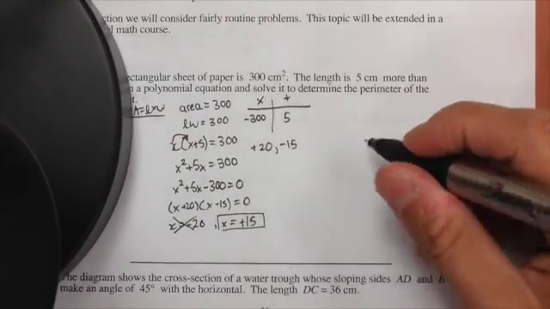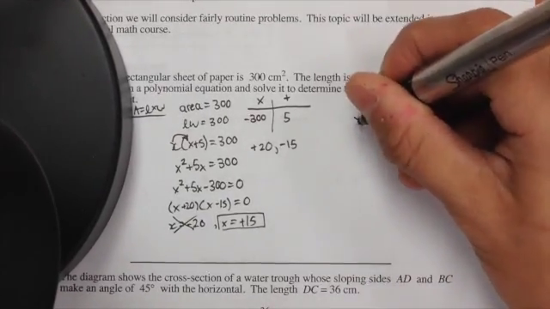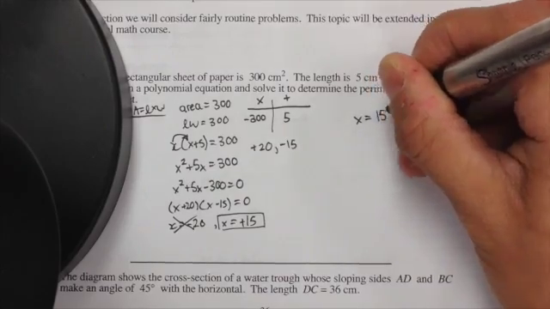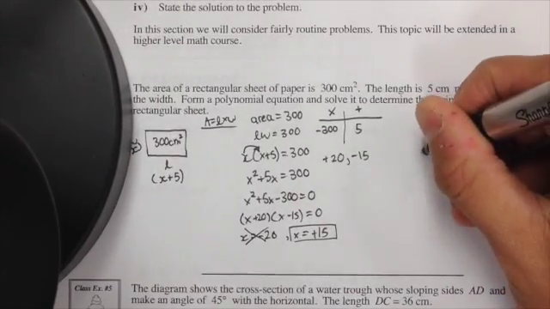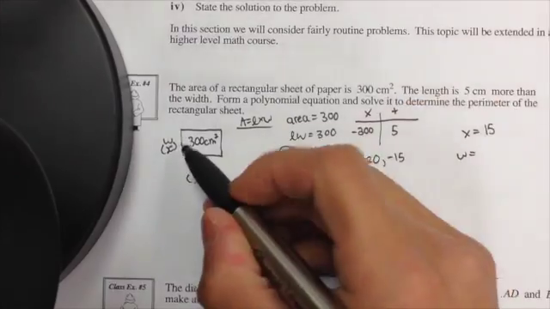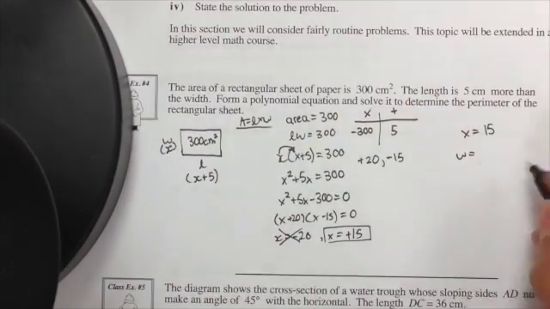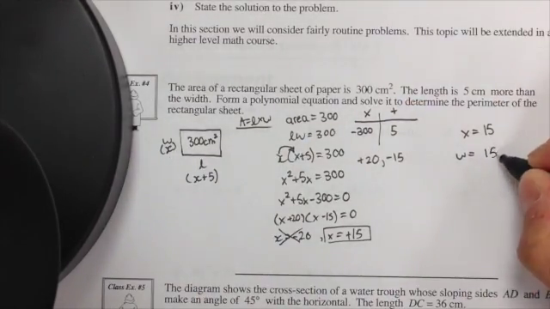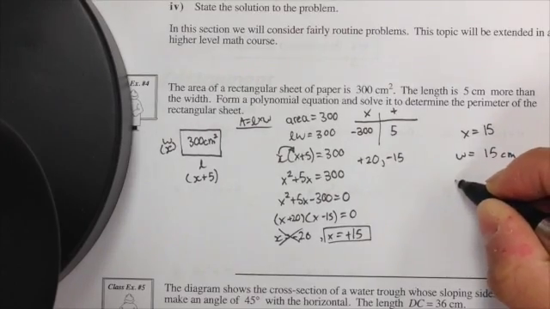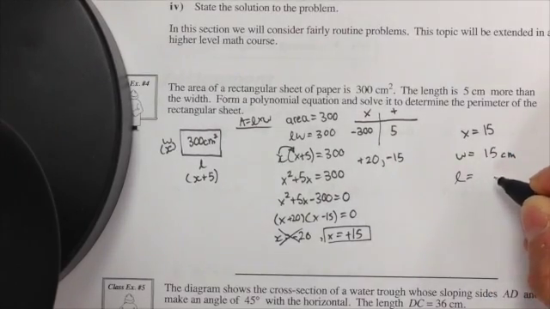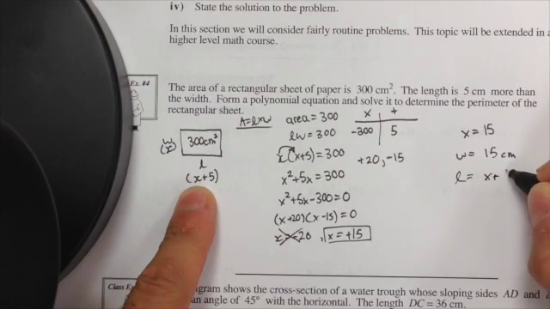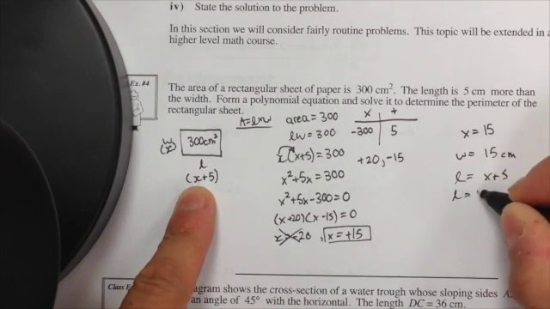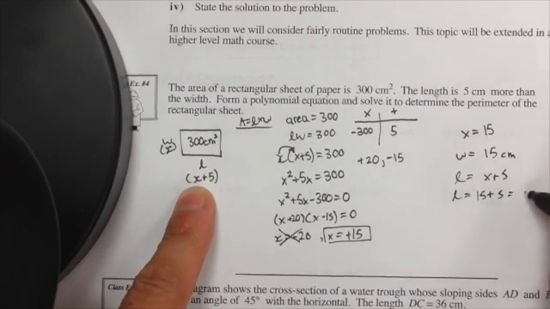So let's continue here on this side. So if x is equal to 15, then the width, since my width was just x, my width must equal 15 centimeters, and my length, being x plus 5, my length must equal 15 plus 5, or 20 centimeters.